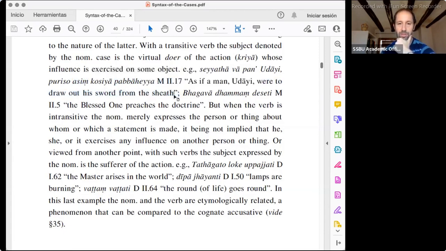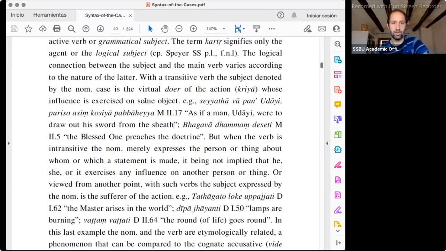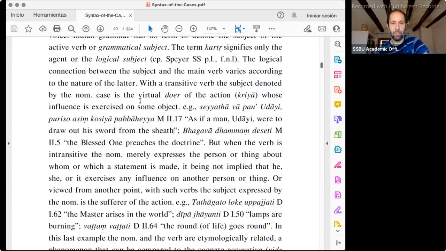Yeah, from the sheath. Or Bhagava Dhammam deseti, that is a very, very simple one. Here Bhagava is nominative, that is the subject, but it's not just the subject, it's the agent. It's the agent of the sentence. Yeah, the Blessed One preaches the Dhamma.